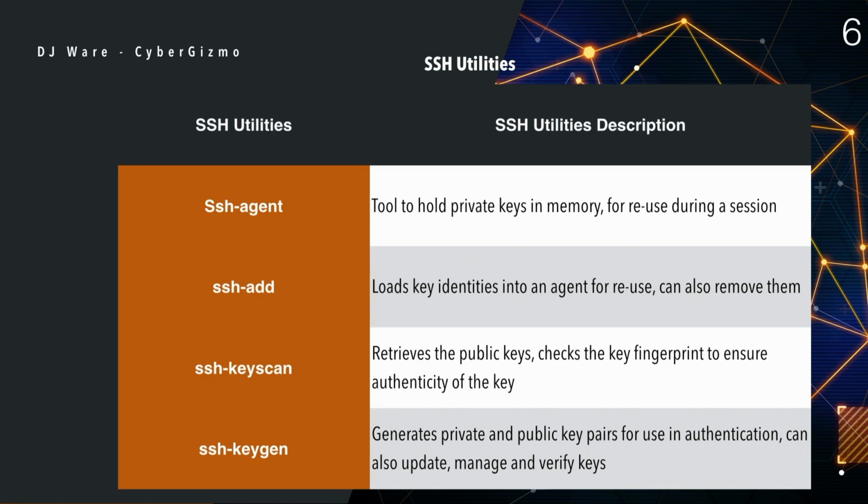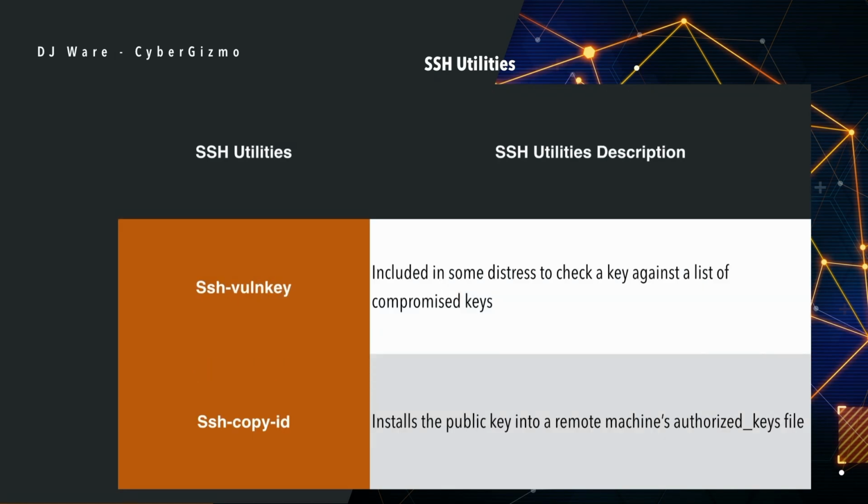You can also use SSH add to delete keys. Funny way to say it, you can add, but then you can give it an option minus lowercase d, and it'll remove them. There's also SSH keyscan. That retrieves your public key, and it'll check the fingerprint to make sure it's authentic and it looks proper. There's also SSH keygen, of course, and that's how you create your private and public key to begin with for SSH. You can also manage, update and verify the keys there. SSH copy ID installs the public key into the remote machines.